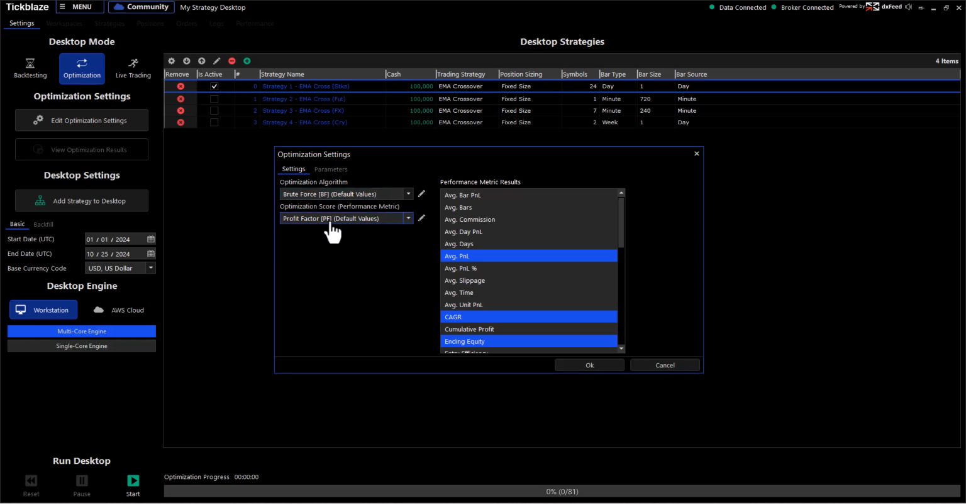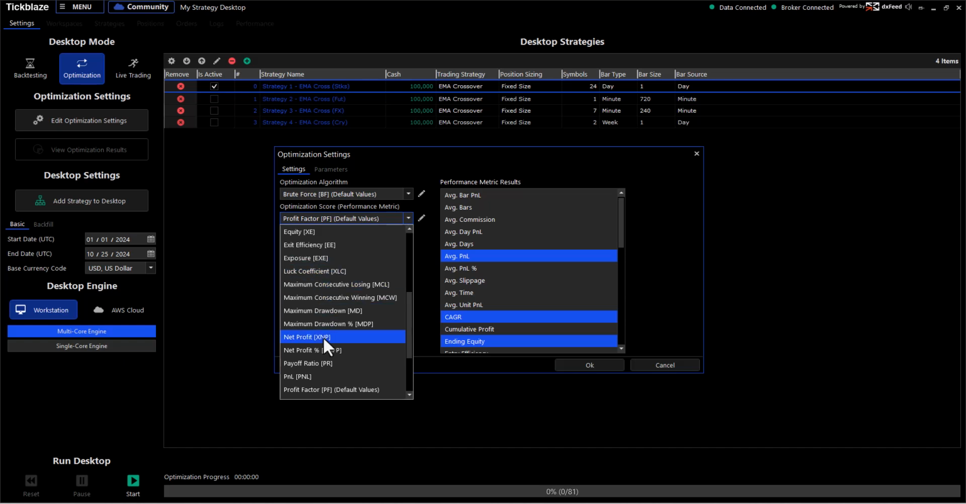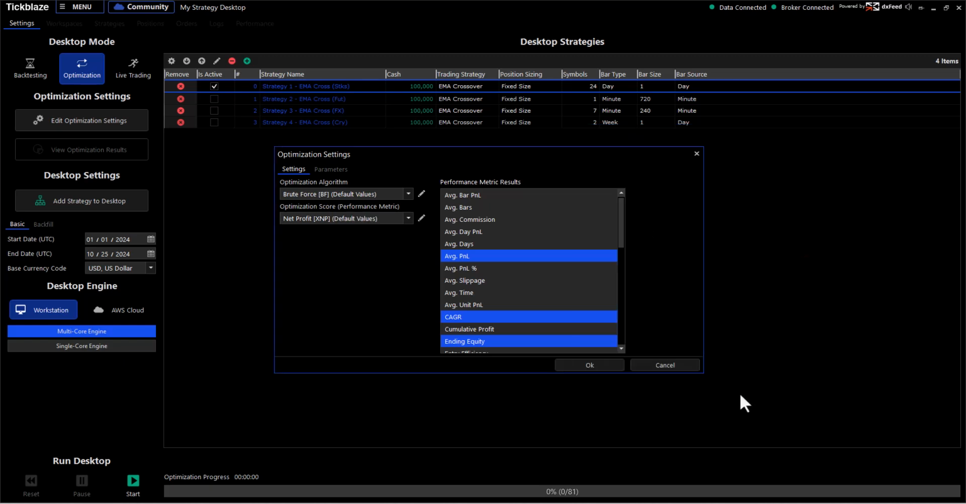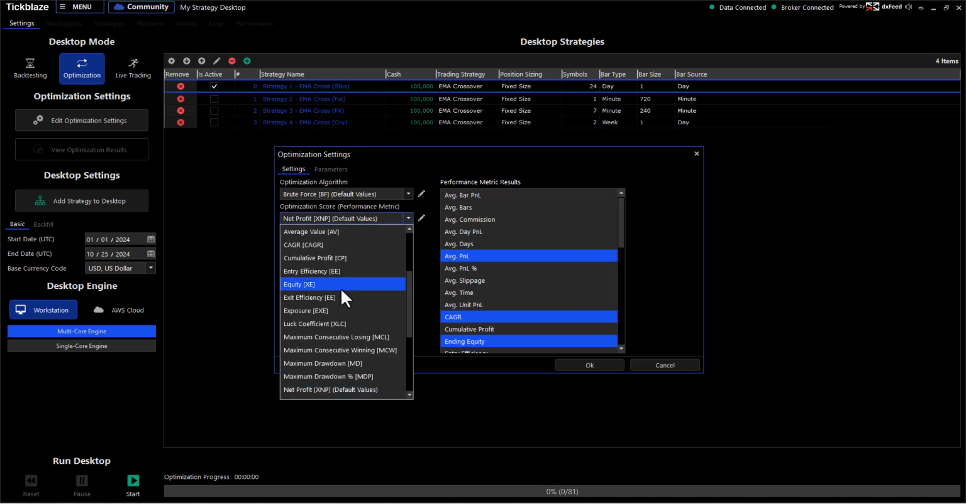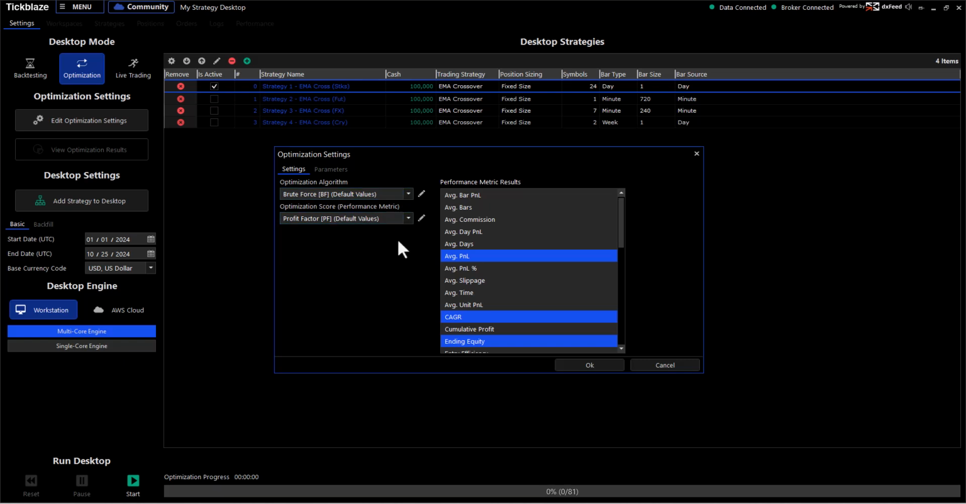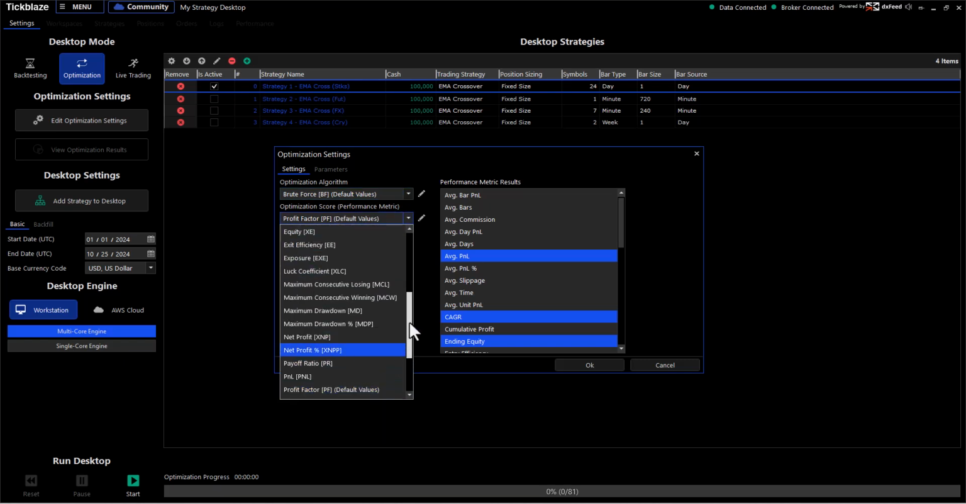We're also going to look here, and we can actually optimize for multiple different factors. Sometimes people want to optimize for net profit, which is a script, which you can see here. You can choose to find the best profit. If you want to look at profit factor, you can optimize for profit factor. You can set it to true or false. These are all scripts built into Tickblaze. And the goal here is you really get to optimize for whatever variable you're looking for.